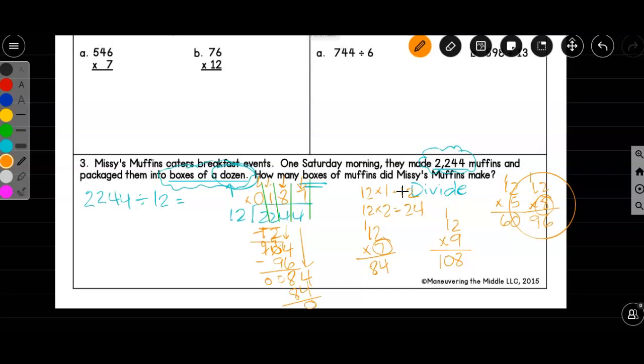So our answer to our question, how many boxes of muffins did Missy's Muffins make? Missy's Muffins made 187 boxes. Yeehaw, that's a lot. Good job, guys.